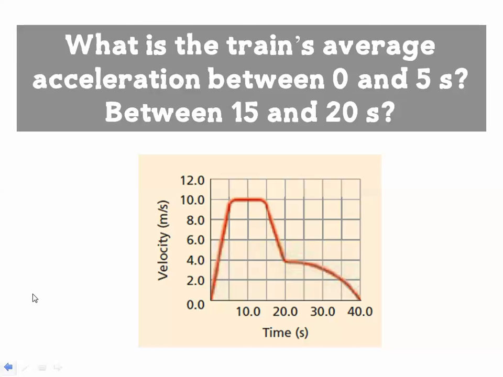I just want to look at one more. See if you can find the train's average acceleration between 0 and 5 seconds, and then between 15 and 20 seconds. If you haven't already paused the video to try this, do that now because I'm going to go over the solution here.